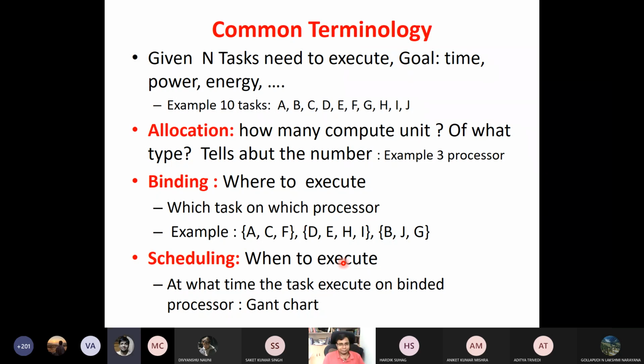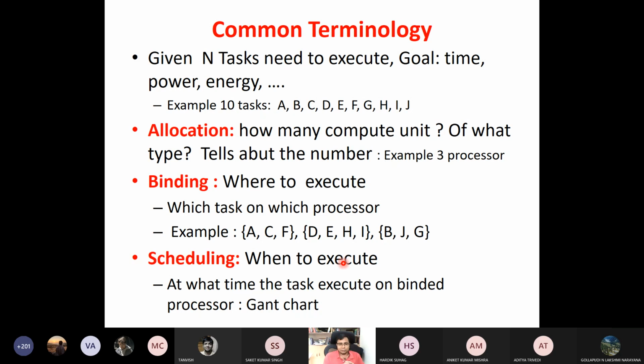Sir, when we say allocation, does it basically mean in terms of cloud only, that we have a large number of processors and hardware? Not only in terms of cloud. This is a generalized scheduling problem. Given any n tasks to execute, or we want to run n tasks, on how many processors do we want to run? How many do we get allocated? So this is allocation.